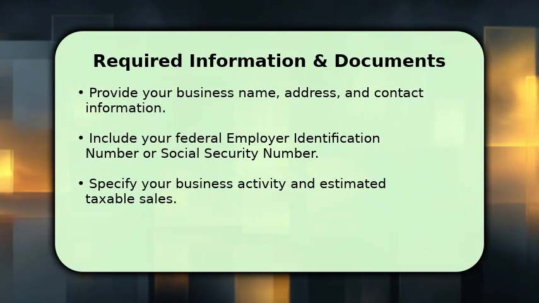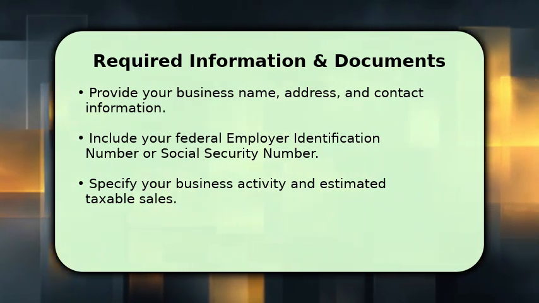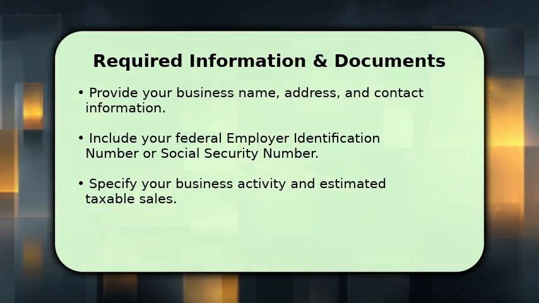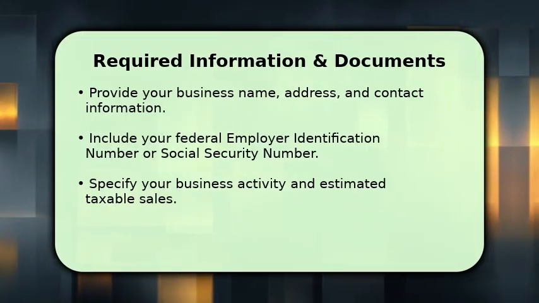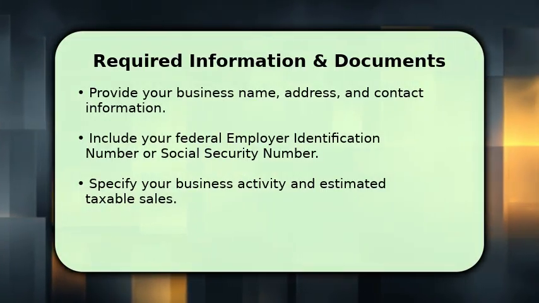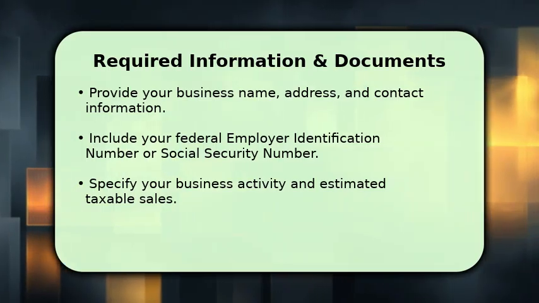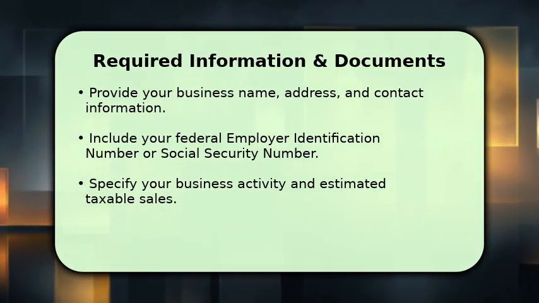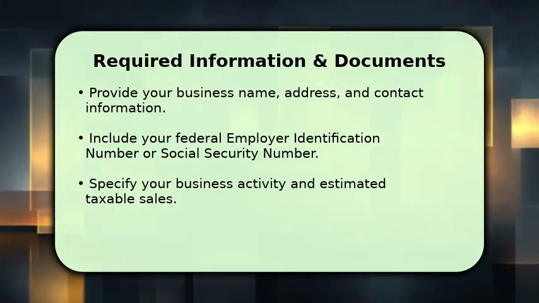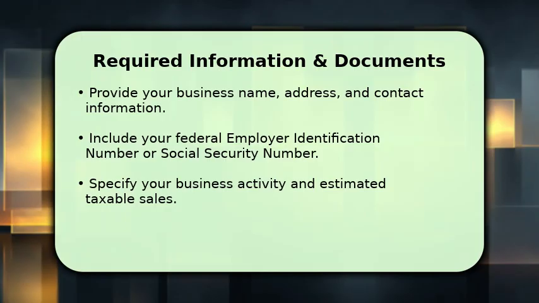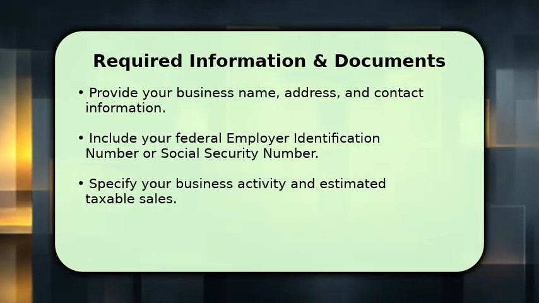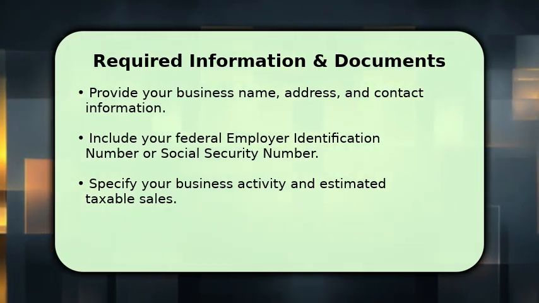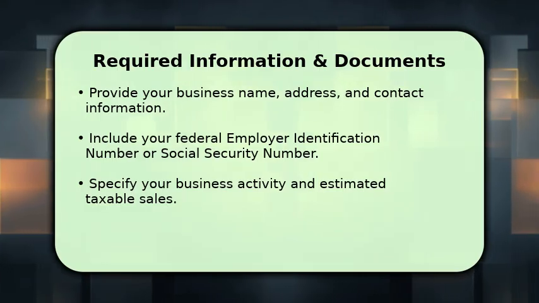When filling out the application, you'll need to provide several key pieces of information. This includes your full legal business name, physical address, and contact details. You'll also need to include your Federal Employer Identification Number or your Social Security number if you are a sole proprietor without an EIN. Additionally, specify your primary business activity and provide an estimate of your expected taxable sales, perhaps over the next 12 months.